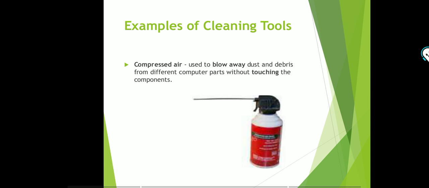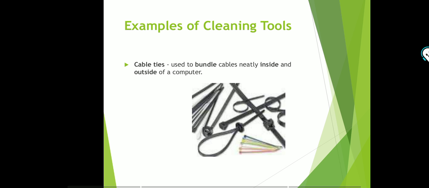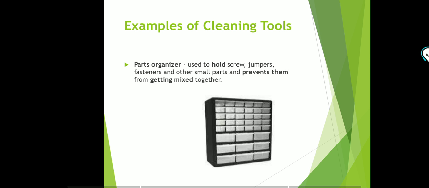Compressed air, used to blow away the dust and debris from different computer parts without touching the components. Cable tie, used to bundle cables neatly inside and outside of a computer. Part organizer, used to hold screws, jumpers, fasteners, and other small parts and prevents them from getting mixed together.